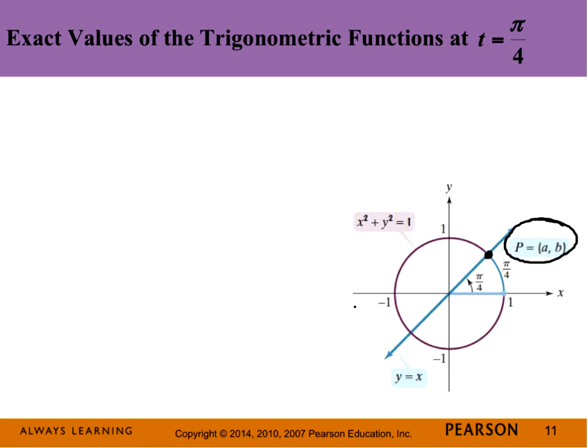Okay. So the first thing that we need to figure out are the actual coordinates for point P there. And if you look back in our lesson from 4.1, we figured out that the coordinates of P for an angle pi over 4 are square root of 2 over 2, square root of 2 over 2. So those are the coordinates for that point P there that form the angle pi over 4. All right, so now we're ready to go ahead and burn through the trig functions with it.